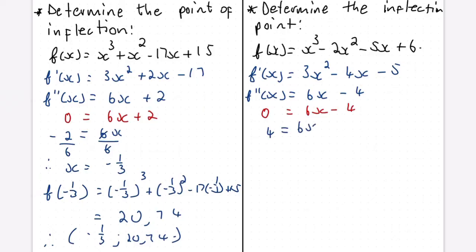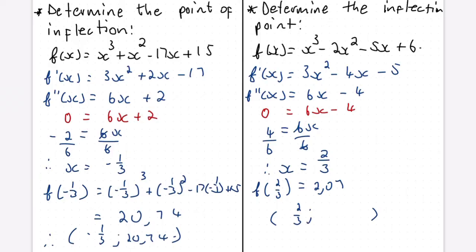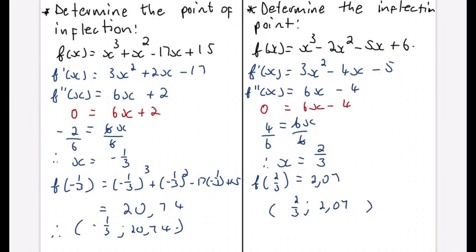Moving forward to this side, I have 4 is equal to 6x, and if I divide both sides by 6, I'll get therefore that x is equal to 2 over 3. Then I need to find f of 2 over 3. You can go ahead and pause the video, put that in your calculator, but you should get something like 2,07. And so the point of inflection is 2 over 3 and 2,07. Great, so that's how, matriculants, you find the point of inflection.